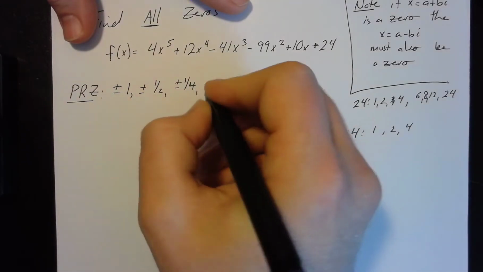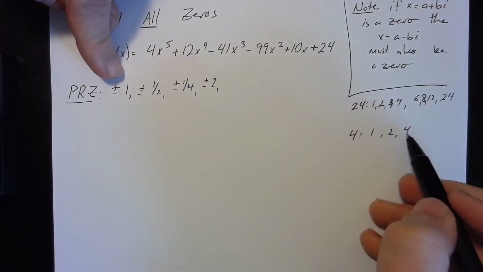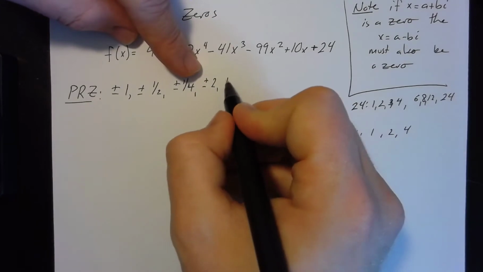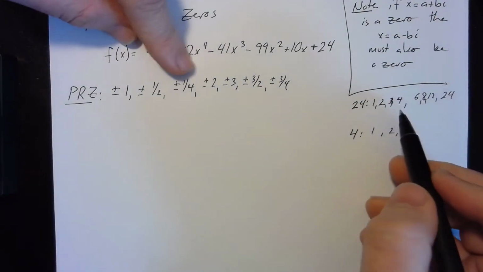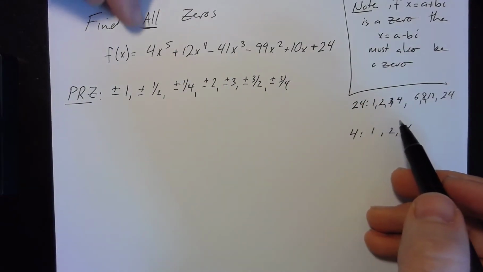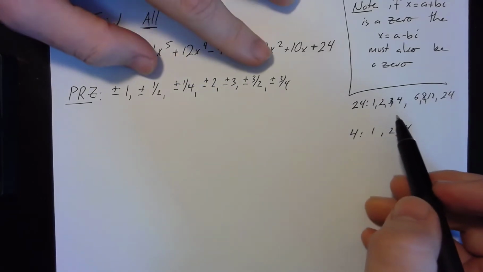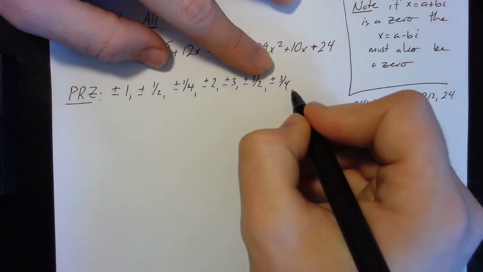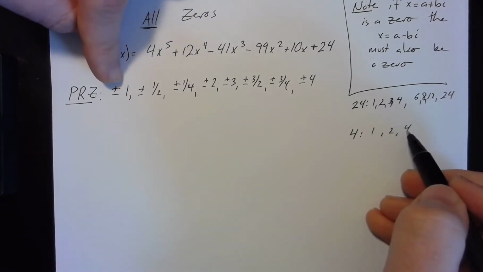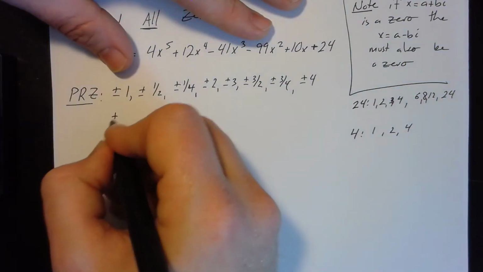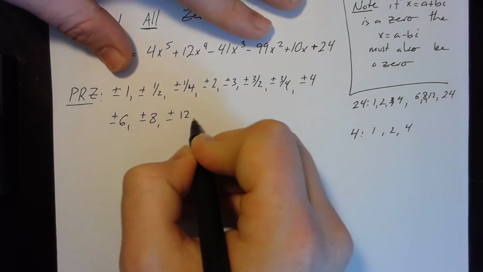Now, you'll note again, it's the factors of the last divided by the factors of the first. But when I start writing these PRZs out, you'll notice that I'm going to get a large number of possible options to work with. Let's see here, plus or minus 2. Plus or minus 2 over 2 is 1, don't need it. Plus or minus 2 over 4 is 1/2, I don't need it. So I'm going to go plus or minus 3, then plus or minus 3/2, then plus or minus 3/4. Now, again, note, it didn't ask me to find these PRZs. I'm doing this because this is a step to finding all the zeros. So my next step, after 3, I'm going to check 4, so plus or minus 4. Again, remembering that I don't need 4 over 2 because it's just 2, and 4 over 4 I don't need because it's just 1. So I'm going to go to 6 next, which is simply plus or minus 6, then plus or minus 8, then plus or minus 12, then plus or minus 24.